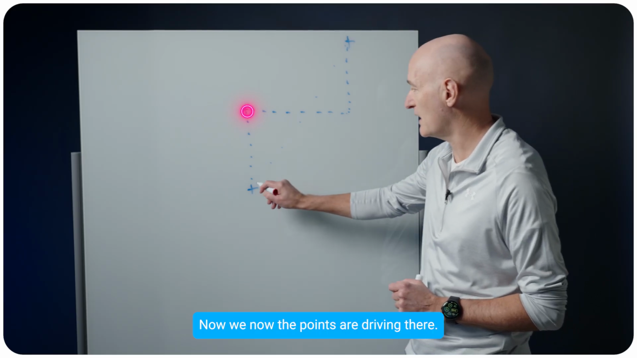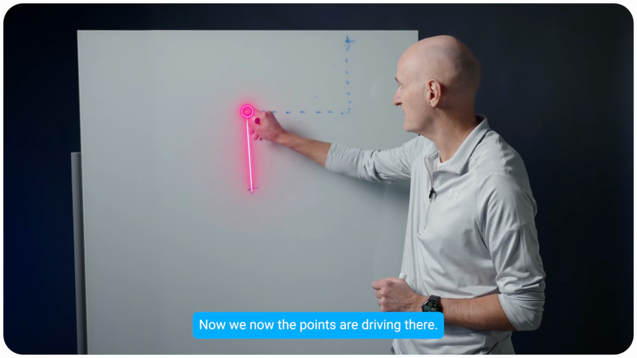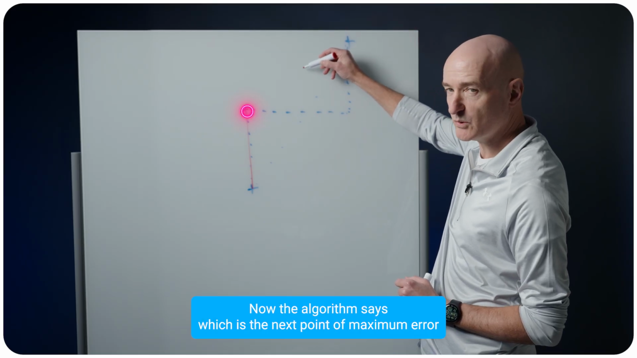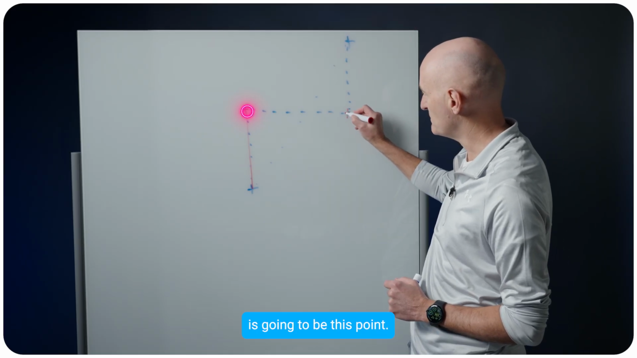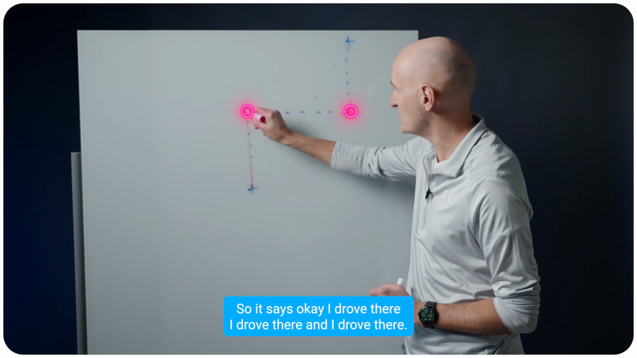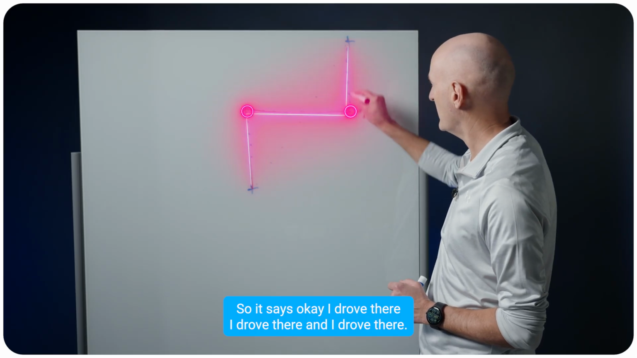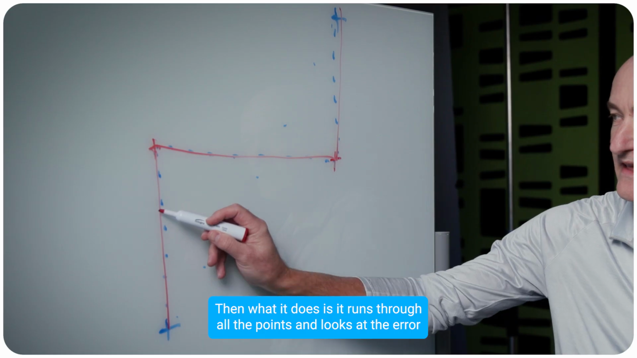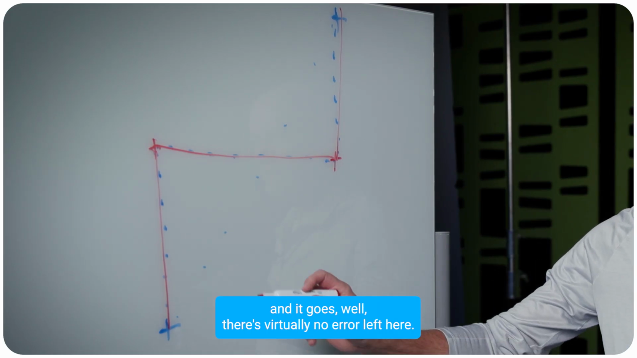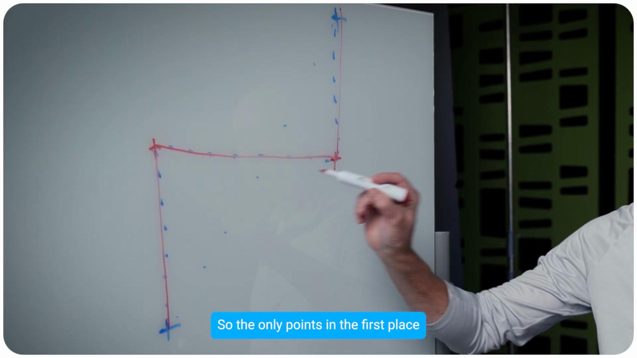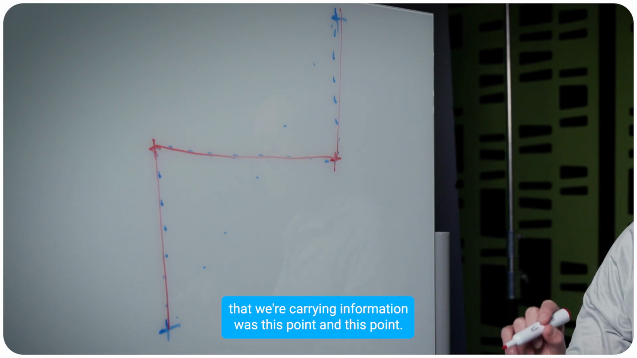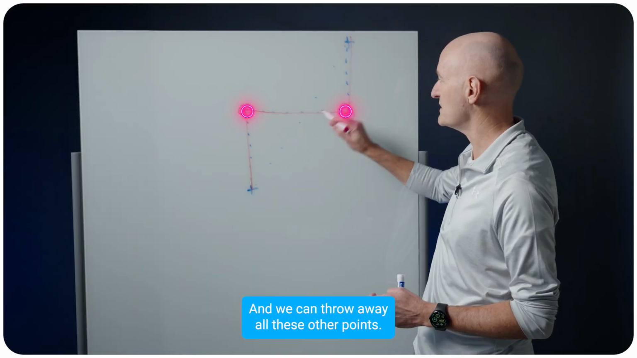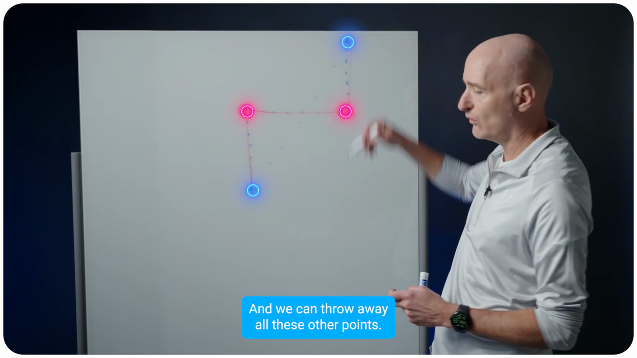Next thing we do, now the points are driving there, and now we're busy going here. Now the algorithm says which is the next point of maximum error. It's going to be this point. So it says, okay, I drove there, I drove there, and I drove there. Then what it does is it runs through all the points and looks at the error, and it goes, well, there's virtually no error left here. So the only points in the first place that were carrying information were this point and this point, and we can throw away all these other points.